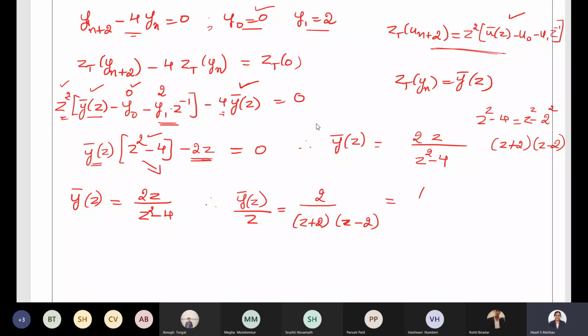Done. Now I will split this into a divided by z plus 2, plus b divided by z minus 2, by the method of partial fractions. Is it clear, everybody? Anybody has any doubt? Please ask. Those who have attended my class on the method of partial fractions are going to find it easier, because we have discussed this in detail there, isn't it? Yes or no? Yes, ma'am. Vaishnavi, are you there? Bhagyashri, any doubt?